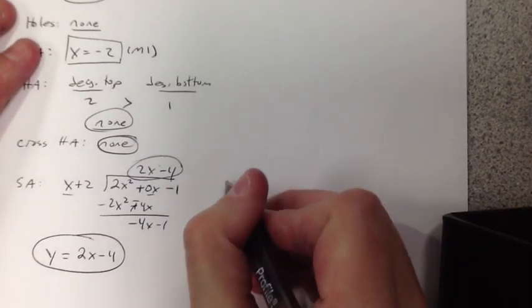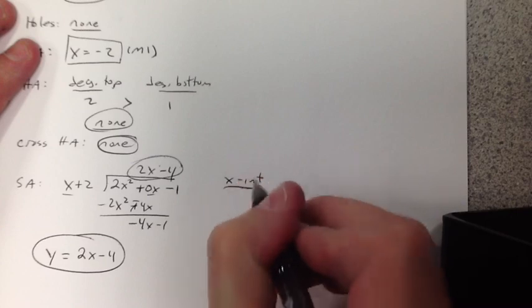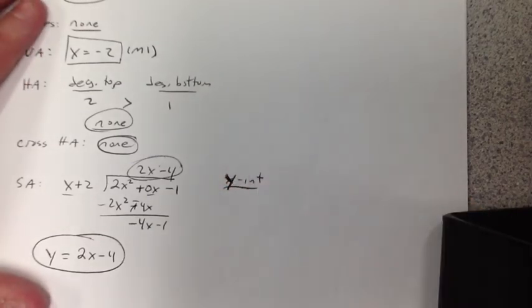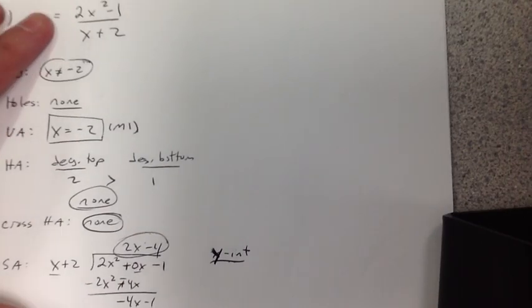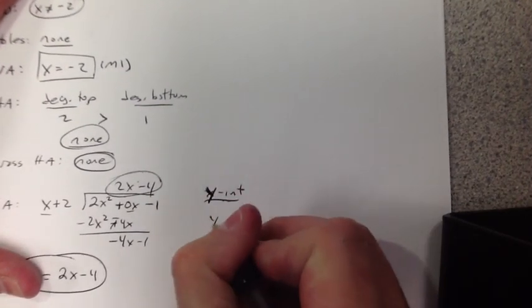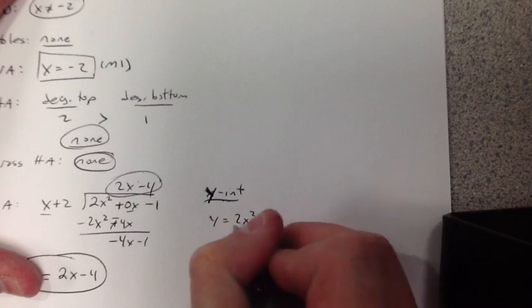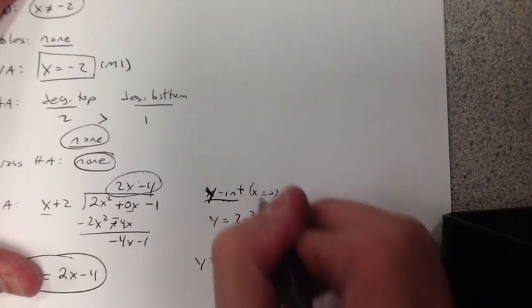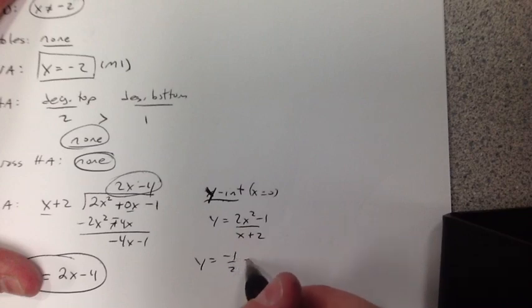Next, we get the intercepts. Let's do the y-intercept first. Let x be 0 in our function. So there's my function, y equals 2x squared minus 1 over x plus 2. Let x equal 0, we get negative 1 over 2, so negative 1/2. So we get 0, negative 1/2.